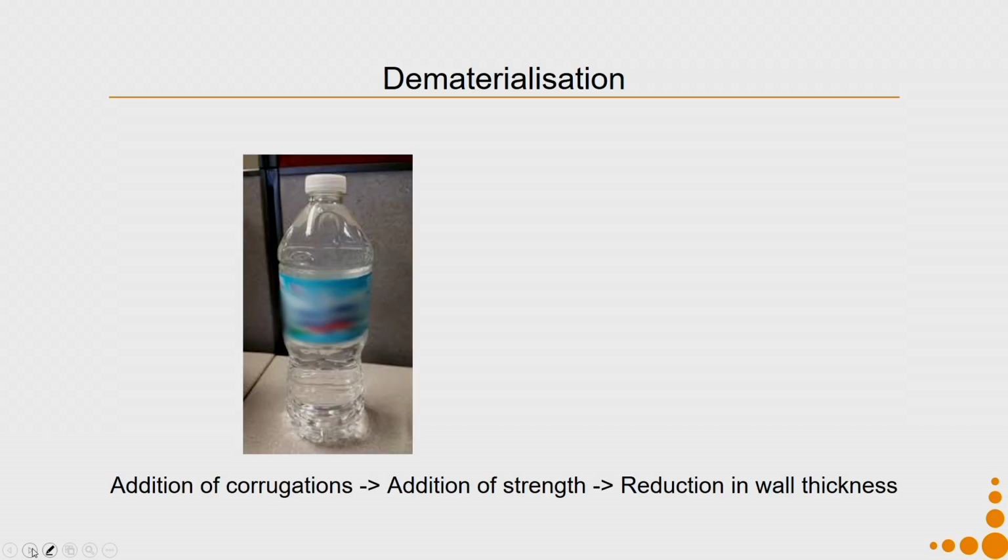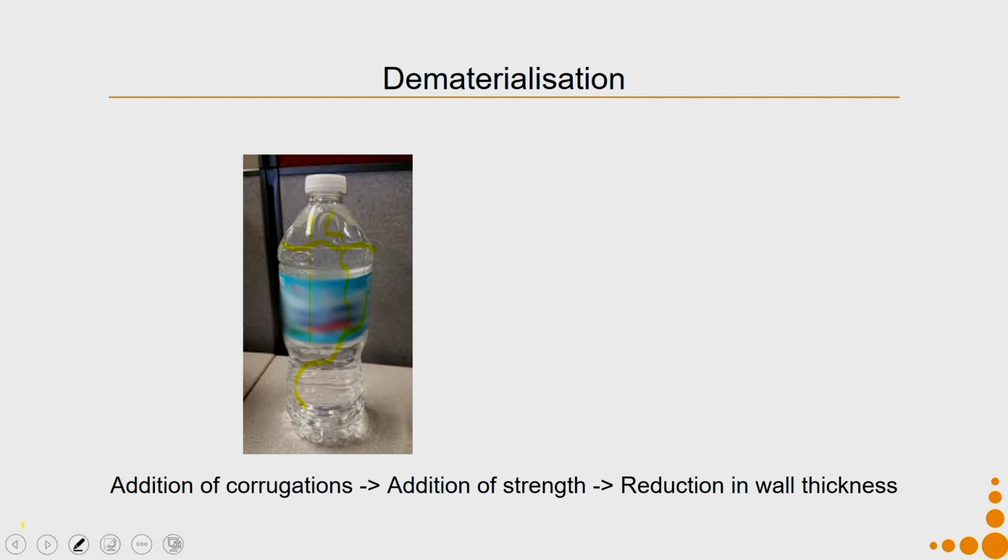If you remember from our previous lectures, in this water bottle, because this is a disposable water bottle, if I can add certain corrugations, so corrugations can be added in this direction, in this direction, in this direction. By addition of corrugations, I can add structural strength to this bottle. As a result, I can achieve reduction in wall thickness of the bottle material. So, what I am trying to do over here is dematerialization.